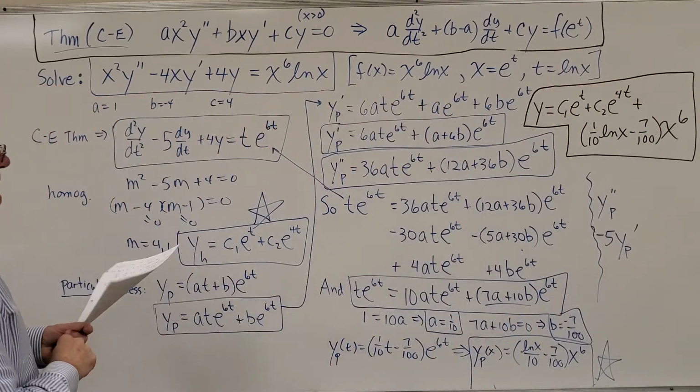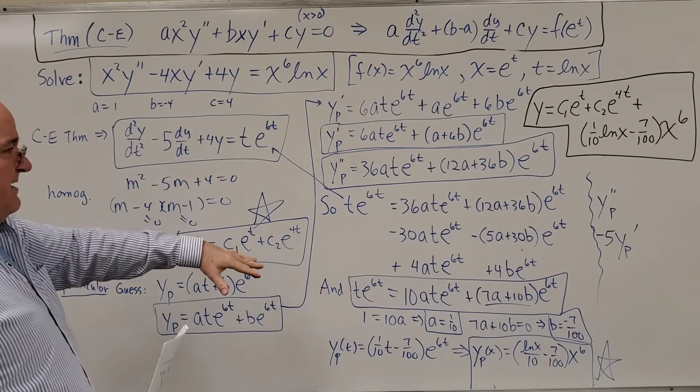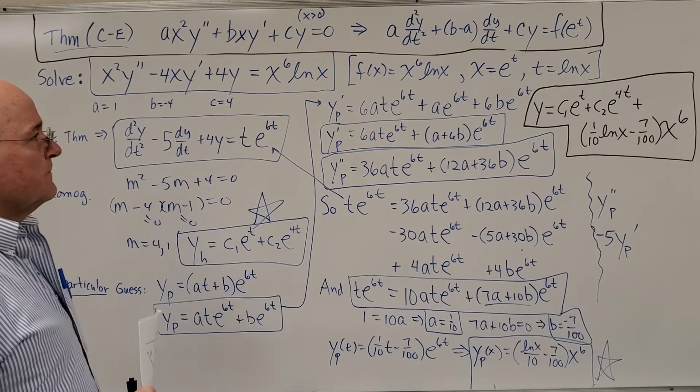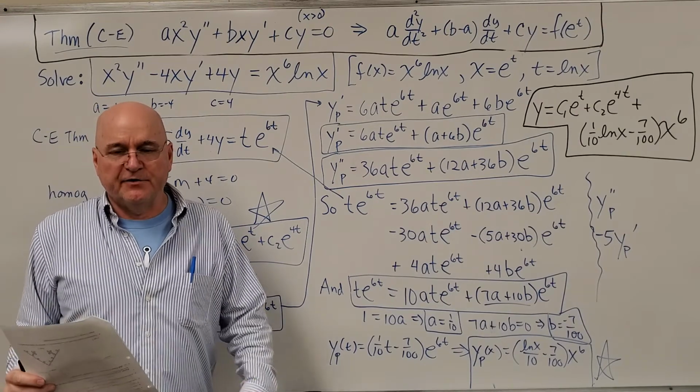A rather long problem, but most of the time it was just doing the differentiating and the algebra to combine like terms and all of that. So that concludes the Cauchy-Euler Theorem and examples.